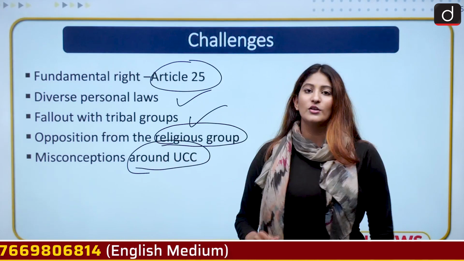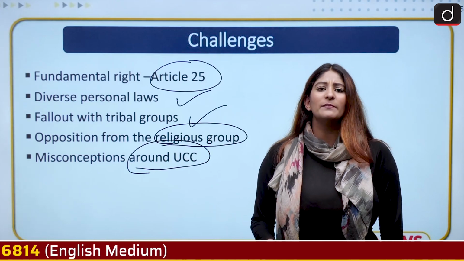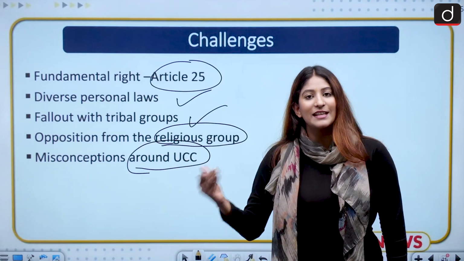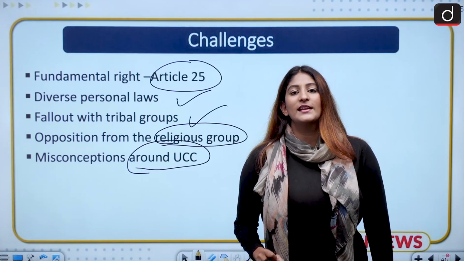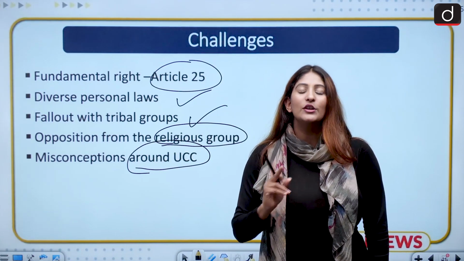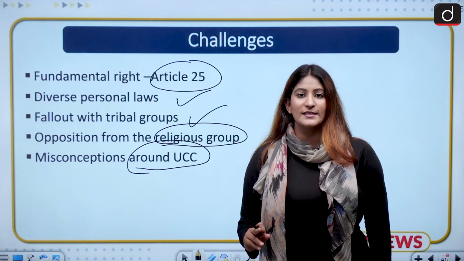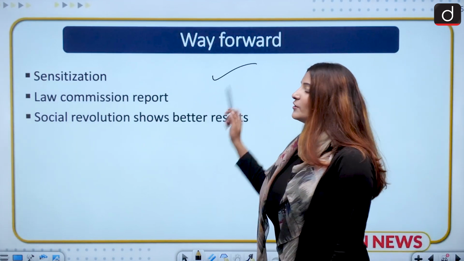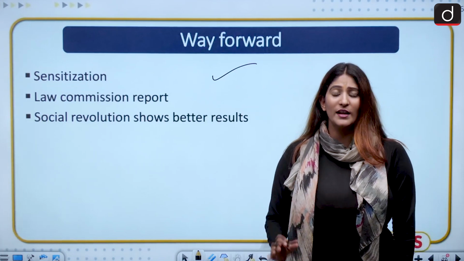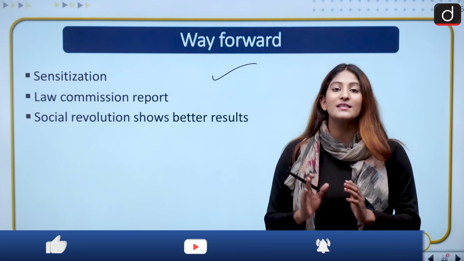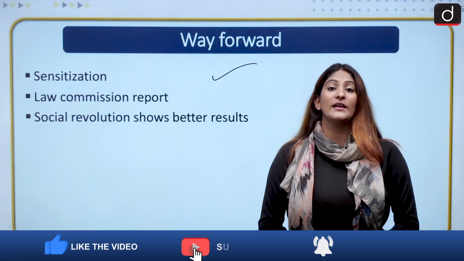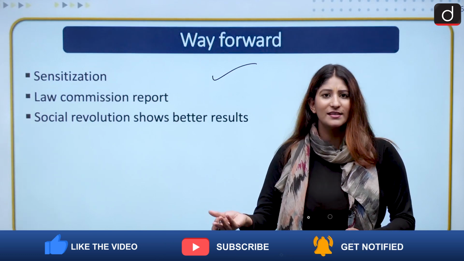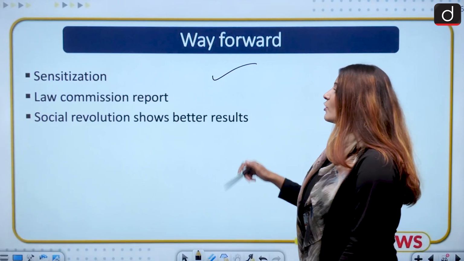Misconception around the Uniform Civil Code: many people, specifically the minority groups, are thinking that it is against their religion, but it is not. It is basically to ensure that no discrimination arises and speedy justice can be given. So a sensitization drive should take place, ensuring that religious groups understand the importance of uniformity when it comes to civil justice. Criminal justice is already uniform. Civil justice should also be uniform.